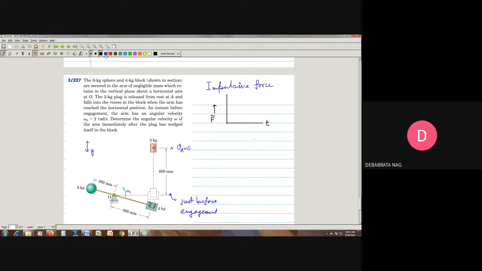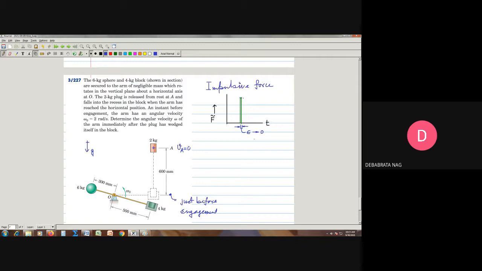The graph of such an impulsive force will be something like this. It has a very large magnitude. In fact, it is undefined. The magnitude is very large, right? And the duration during which this force acts, this time gap, if we call it epsilon, then this epsilon is tending towards 0.